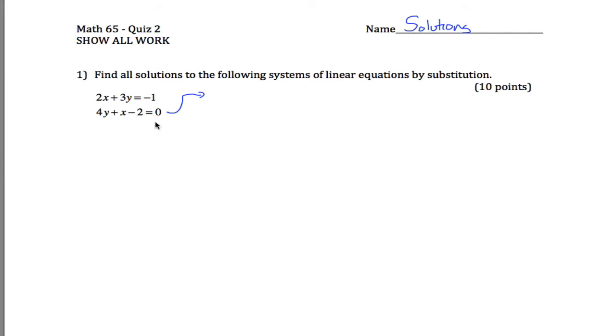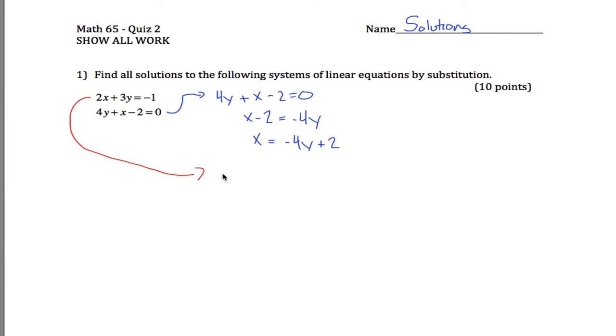So what I'm going to do is take the second equation, 4y plus x minus 2 equals 0, and solve it for x. I'm going to subtract 4y from both sides, and then add 2 to both sides and get that x equals negative 4y plus 2. And then you take your other equation, 2x plus 3y equals negative 1.